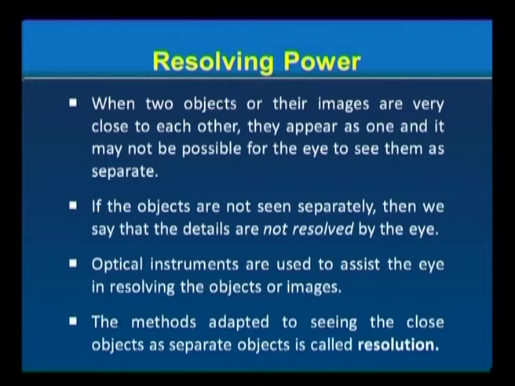When two objects or their images are very close to each other, they appear as one. If they are very close, obviously they will appear as one, and it is not possible for the eye to see them as separate entities. If the objects are not seen separately, then we say the details are not resolved by the human eye. Optical instruments are used to assist the eye in resolving the objects or images.